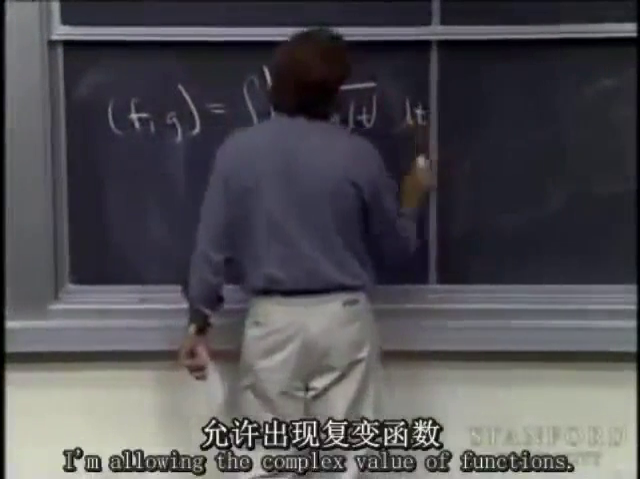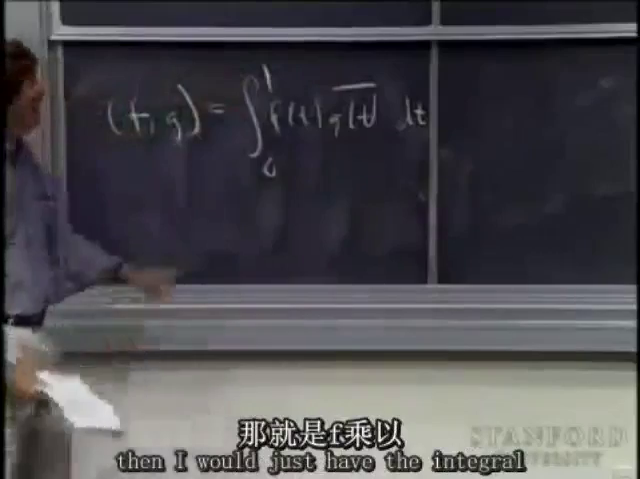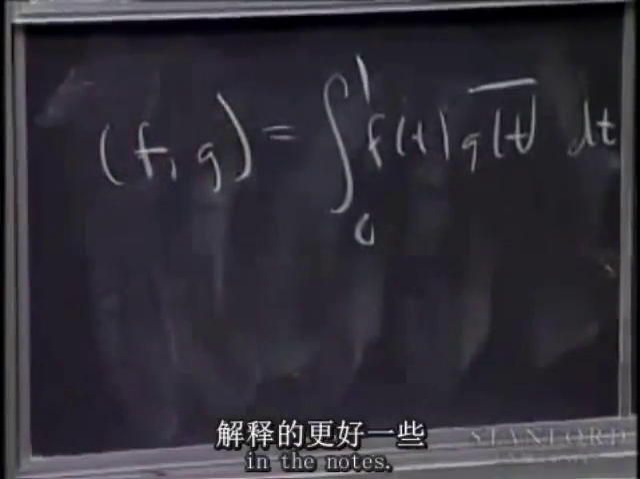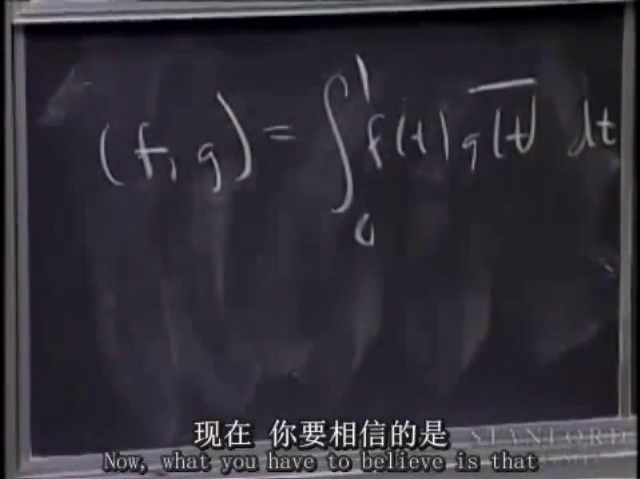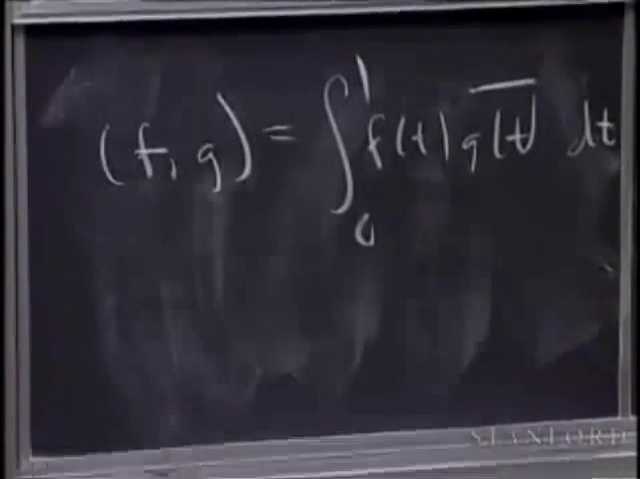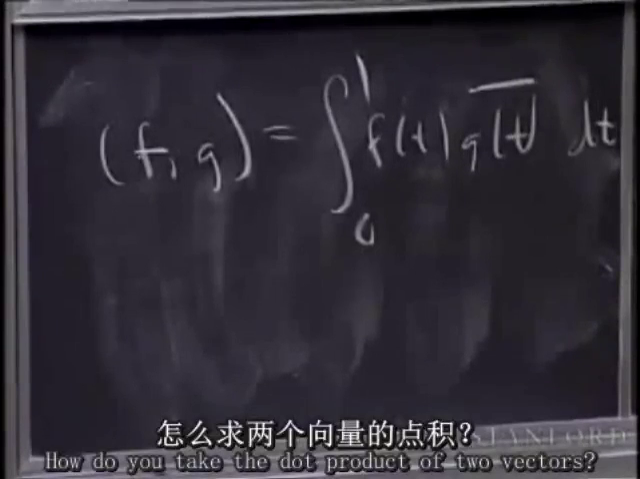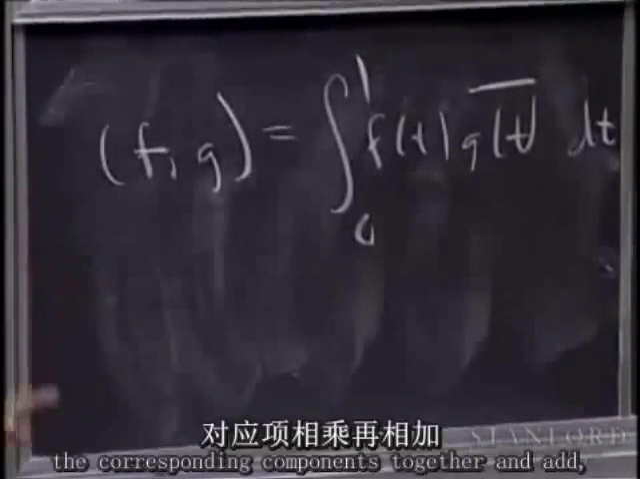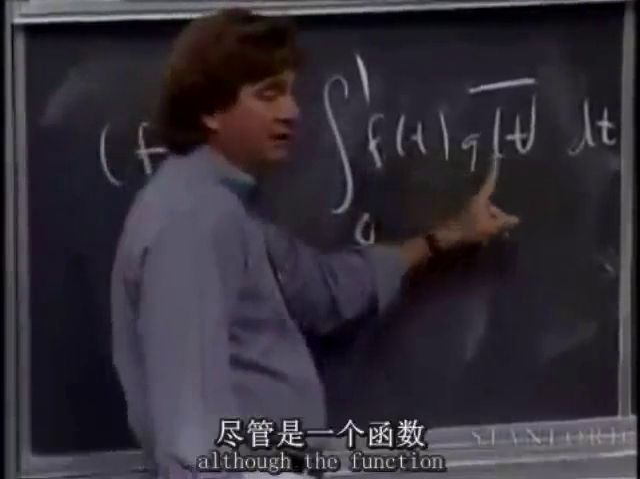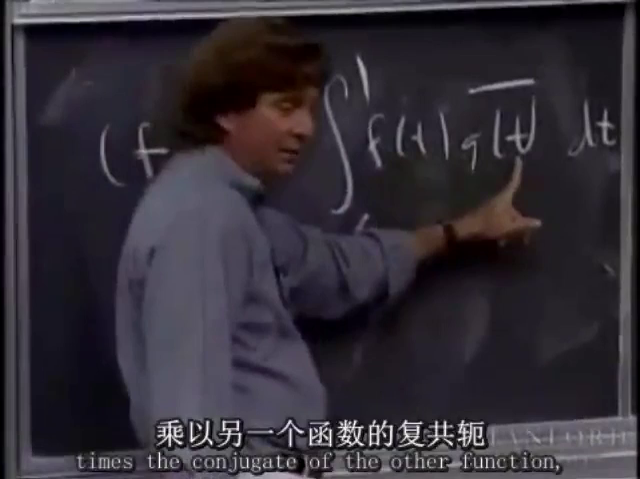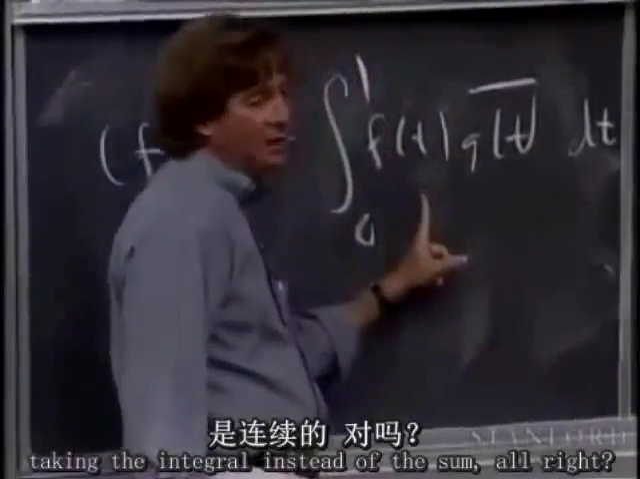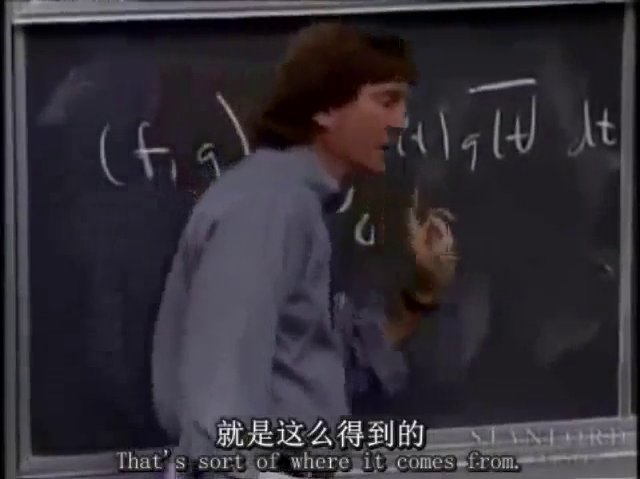That's because I'm allowing complex valued functions. If g(t) were a real valued function, then I would just have the integral of f times g. But because it's complex, for reasons which are explained a little bit more in the notes, you put the complex conjugate in there. Now, what you have to believe is that this is the continuous, infinite dimensional generalization of the dot product of two vectors. How do you take the dot product of two vectors? You multiply the corresponding components together and add. So it's like you're multiplying the values together, the function times the conjugate of the other function, and you're adding, but continuously, in the sense of taking the integral instead of the sum. That's where it comes from.